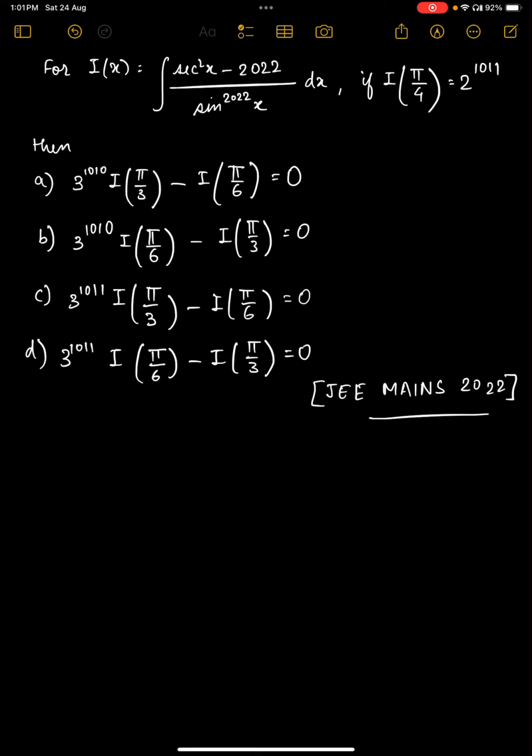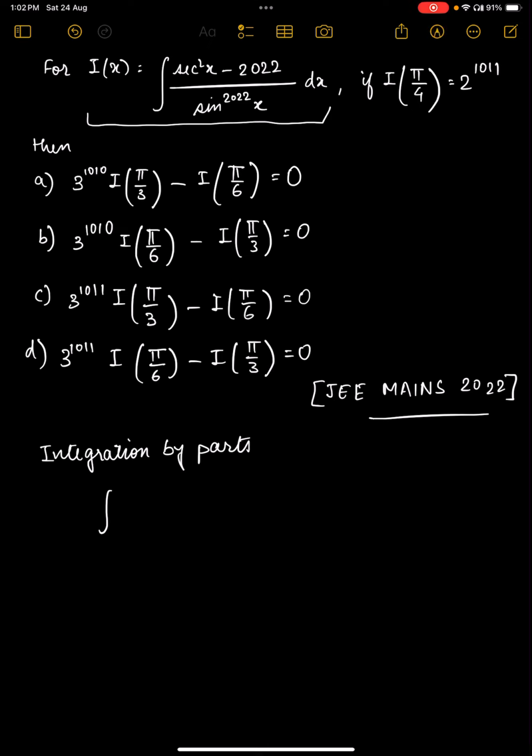Now, the reason for selecting this problem is that when you see an integral like this, students often get scared that this question may be very tough to solve. But on the contrary, this question is very easy and can be very easily solved. The only thing you need to know specifically for this problem is the formula for integration by parts.